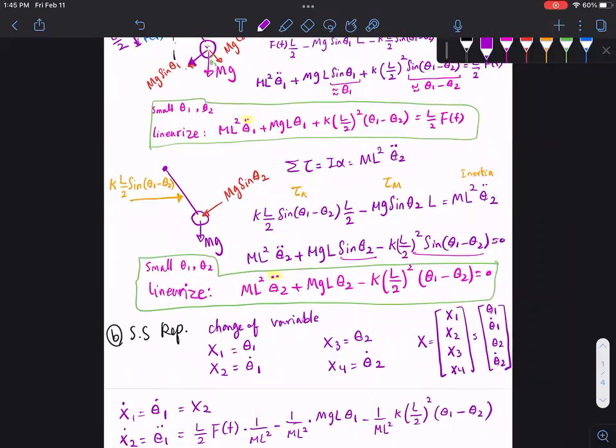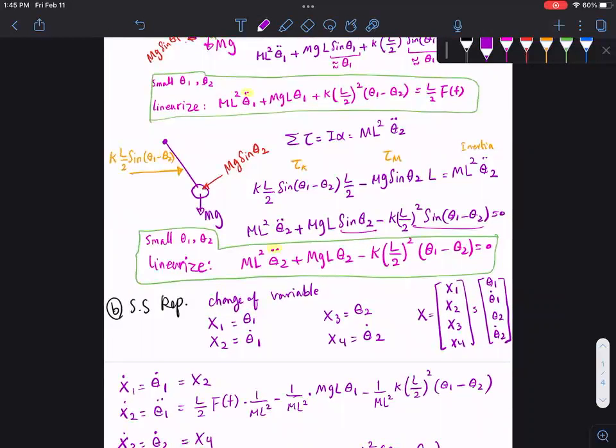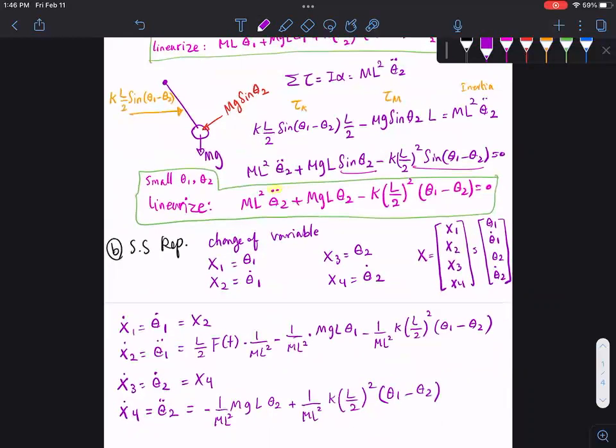Now, we just simply put these values in those equations. So we are going to get x dot, the derivative of this x, because we need to find x dot equal to Ax plus Bu. So x dot 1 is theta dot 1, which is equal to x2. x dot 2 becomes theta double dot 1. x dot 3 becomes theta dot 2. And x dot 4 becomes theta double dot 2.